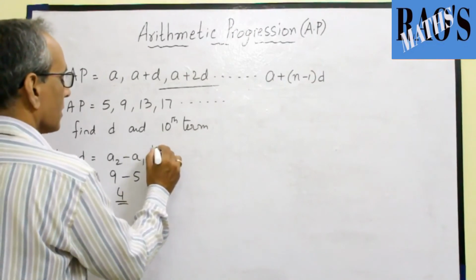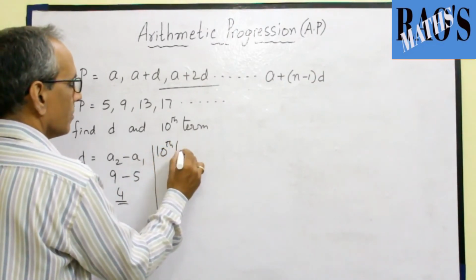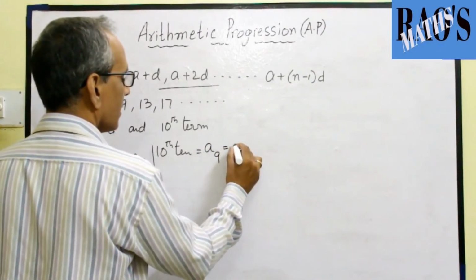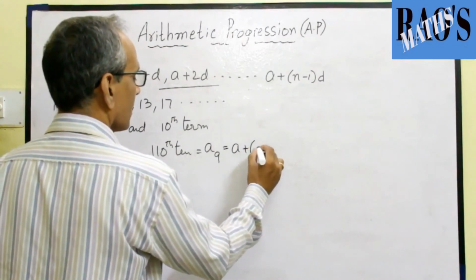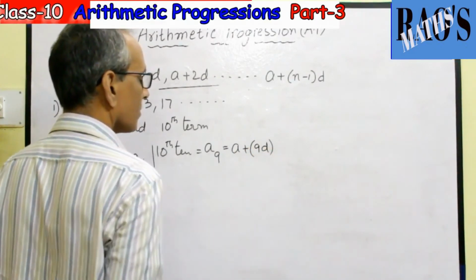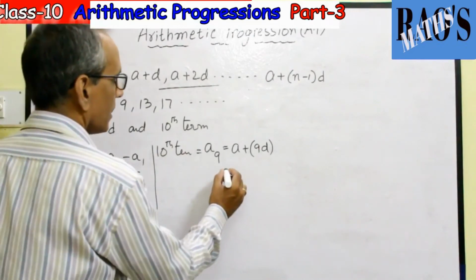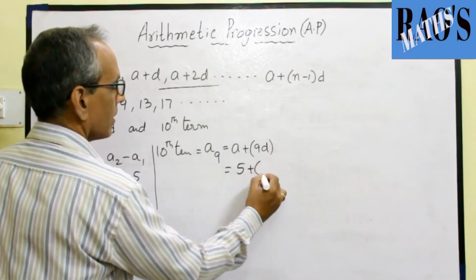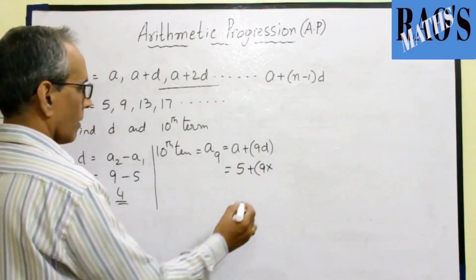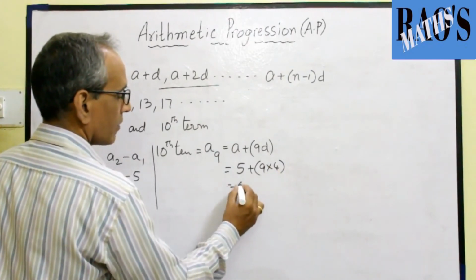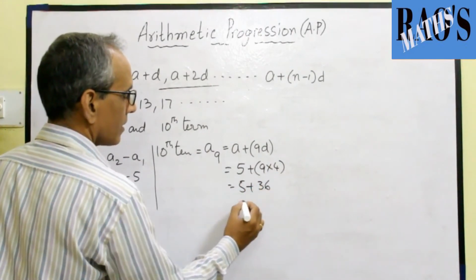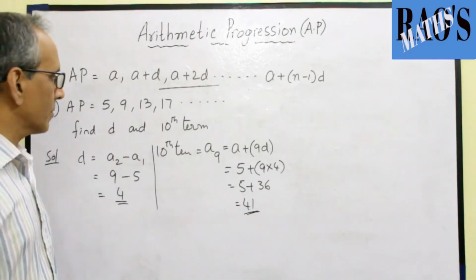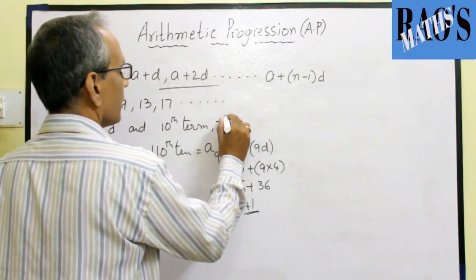So what else do I want? I want the 10th term. So the 10th term is equal to a10. Of course it is a plus 9d, that is 10 minus 1. Here a is equal to 5 and 9 of 4. That is 5 plus 36, 41 is the 10th term.